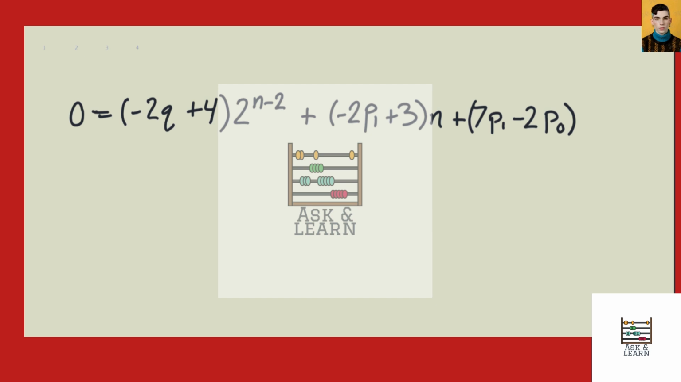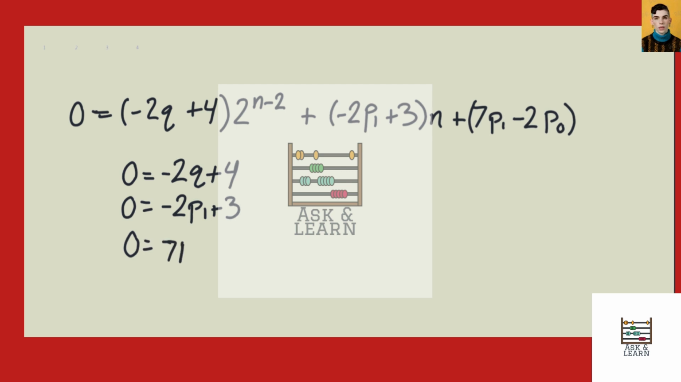Okay, well, so these coefficients all have to be 0, right? The things that are in the brackets. So that means that 0 is equal to negative 2q plus 4. 0 is equal to negative 2 p1 plus 3. And 0 is equal to 7 p1 minus 2 p0. Okay, so from this first equation, we can rewrite that as 4 is equal to negative 2q, which implies that q is equal to negative 2.